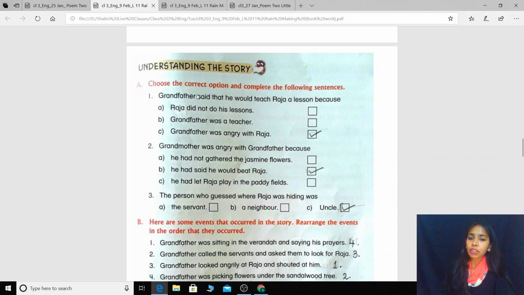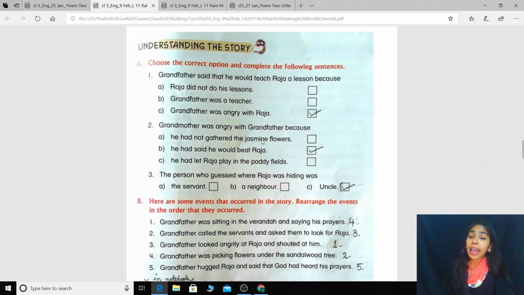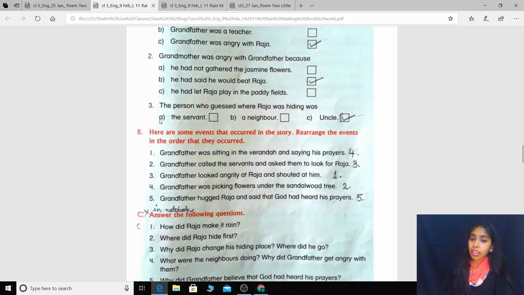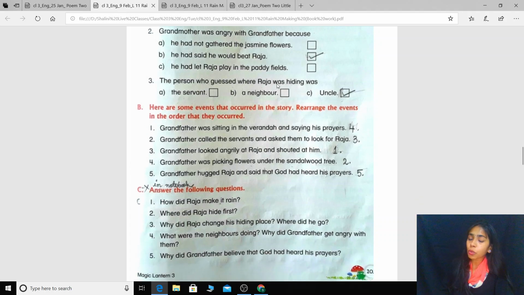So correct the option, choose the correct option. Grandfather said that he would teach Raja a lesson because grandfather was angry with Raja. Grandmother was angry with grandfather because what was the reason? Because he had said that he would beat Raja, right? Now the next question: the person who guessed where Raja was hiding was, who? Uncle, right?